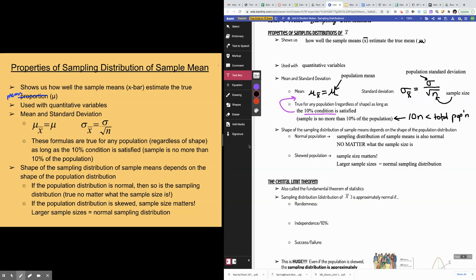And then shape depends on the shape of the population. If the population is normal, the sampling distribution will be normal, no matter what, even if the sample size is really small, like 2. And then for a skewed population, you have to have a large enough sample in order to get a normal sampling distribution. So then the question becomes, how big is a large enough sample?